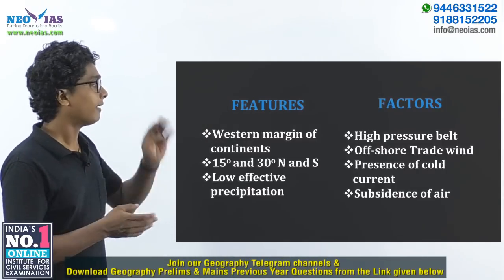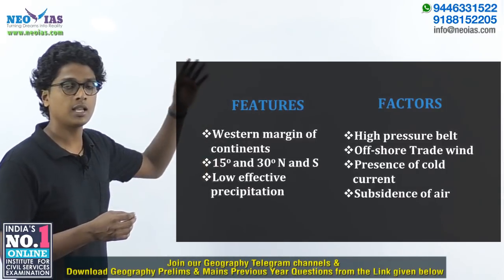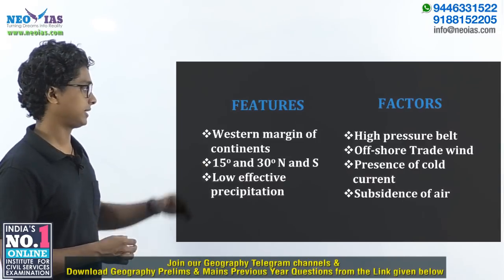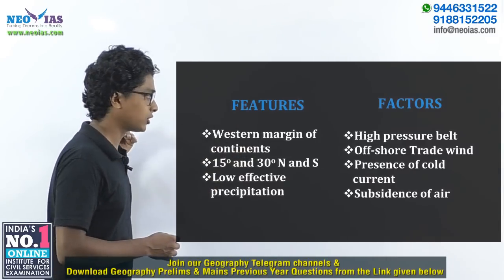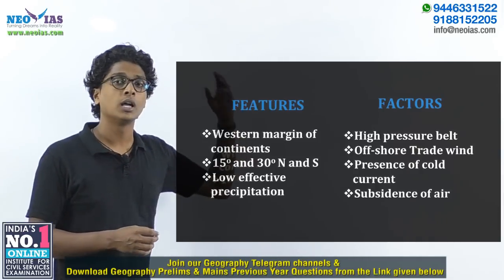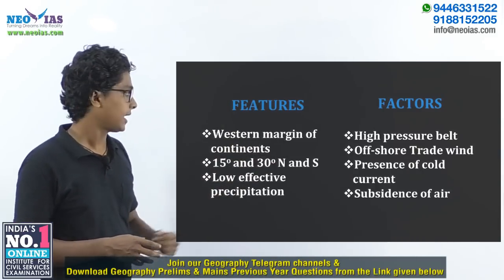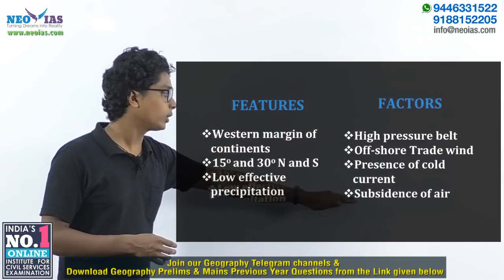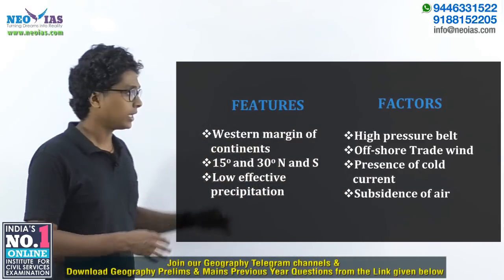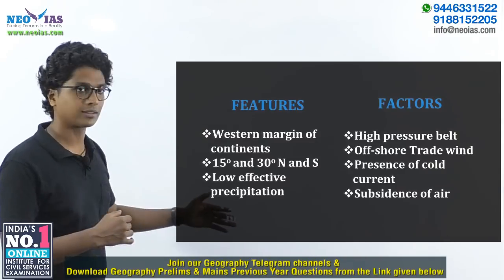The main factors influencing the formation of major hot deserts are the high pressure belt, as all major hot deserts are located along the subtropical high pressure belt, then the offshore trade winds, the presence of cold current, and subsidence of air. Now let's take a look at each of these factors in detail.